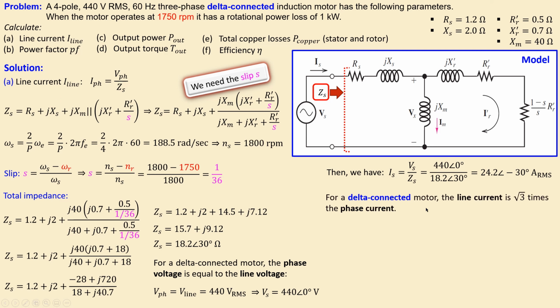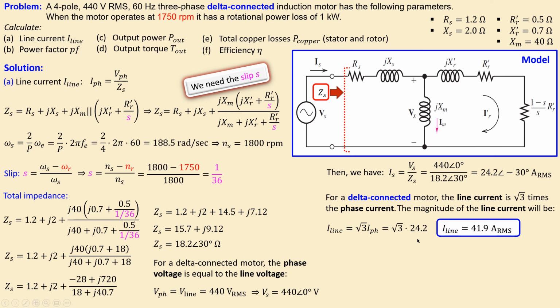For the delta connected motor, the line current is square root of 3 times the phase current, so it is square root of 3 times larger. So then the magnitude of the line current will be this. So line current is square root of 3 times the phase current in magnitudes. If you now just substitute the values here, you will get 41.9 amperes RMS. Alright, that's for the line current.